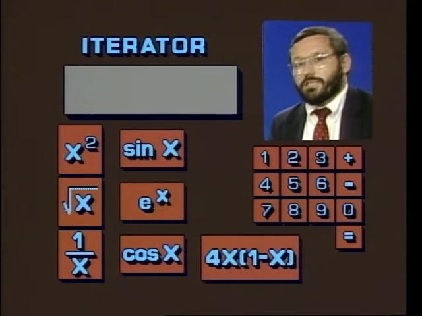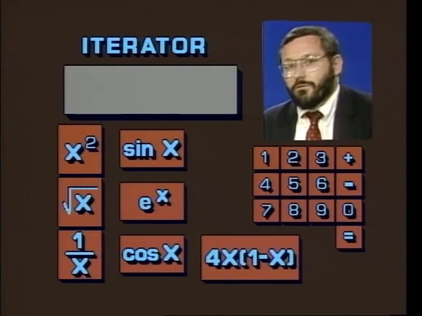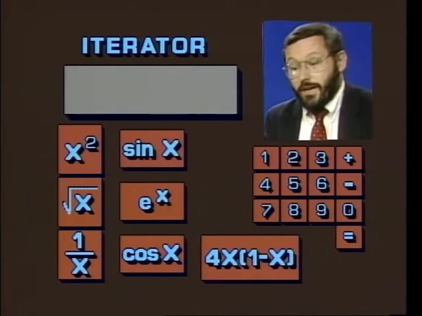That's because this expression is chaotic. That's because this function is totally unpredictable. For all intents and purposes, iterating 4x times 1 minus x is a random number generator.